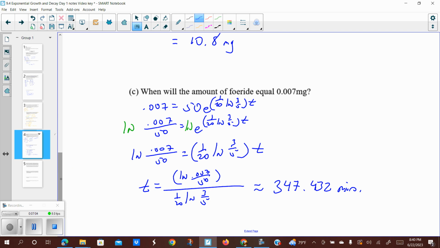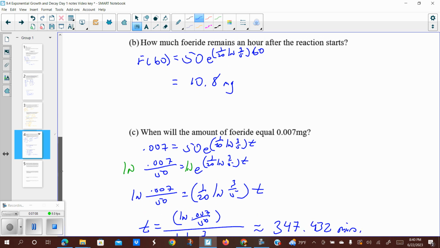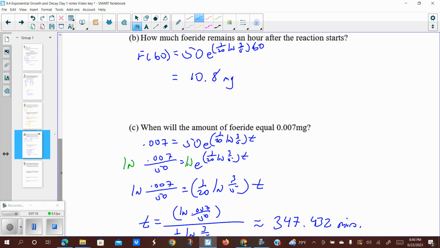And one of the ways you're going to be able to tell whether something is a growth or decay is based upon what the exponential has in it. So e to the 1 over 20th natural log of 3/5, the natural log of 3/5, the natural log of something which is less than 1, or in between 0 and 1, I should say, is a negative value. So we are raising the e part to a negative value, which is going to make it decay.